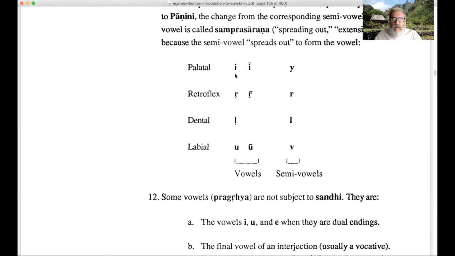So for example, I and E become Y. Ri and Re become R. Ri and Re become L. U and U become V. These are vowels turning into semi-vowels. But when vowels turn into semi-vowels, that's one thing; they're coalescing, coming together. But when the semi-vowel turns back into these separate vowels, that's called samprasaranam, spreading out.